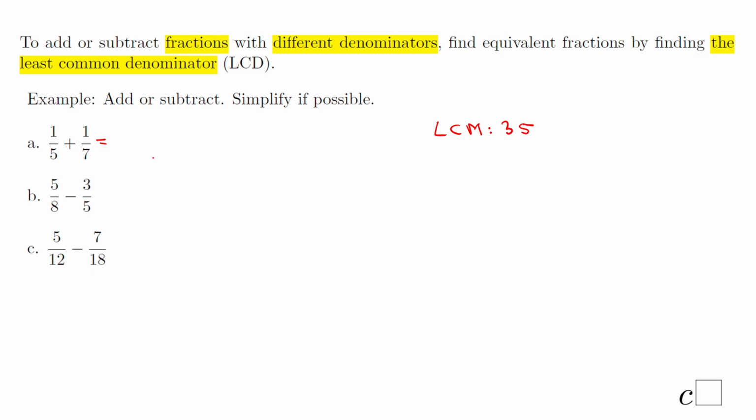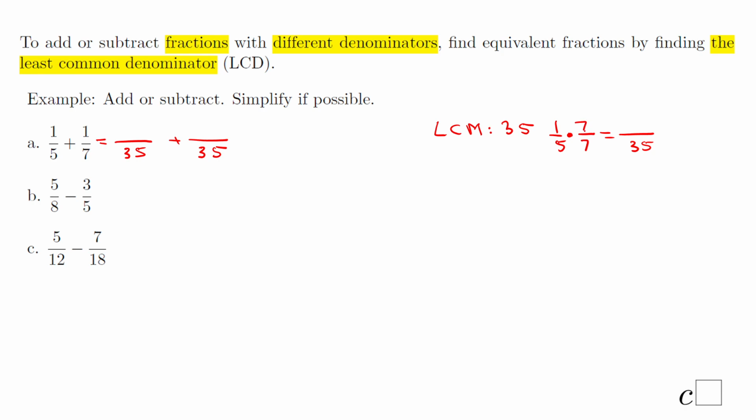5 times 7. So this is the new denominator. I'm going to try to write what we call equivalent fractions. So we want to start from 1 over 5. We're going to multiply by something, and we're going to get a new fraction that has this denominator of 35. 5 times 7 is 35.